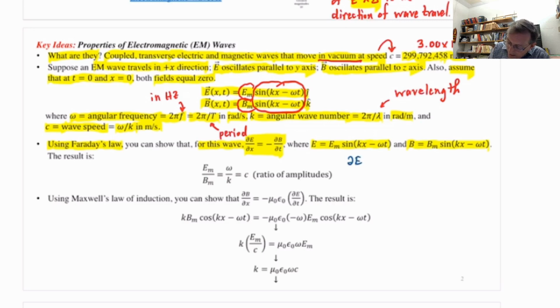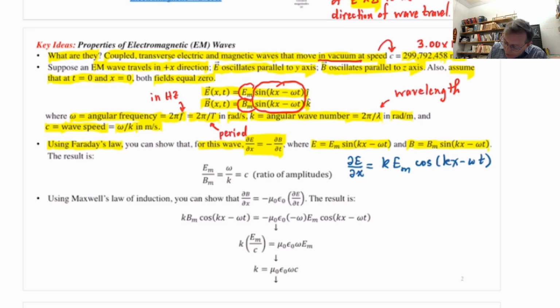What is the partial of E with respect to x? That means take the derivative of the function E with respect to x and treat t as a constant. You have to use the chain rule because I've got sine of blob, where blob is kx minus omega t. When I take the derivative of sine blob, I get cosine blob times the derivative of the blob. Again, the blob is kx minus omega t. The derivative of that with respect to x is just k. So what we get is k times E max times cosine blob, cosine of kx minus omega t.